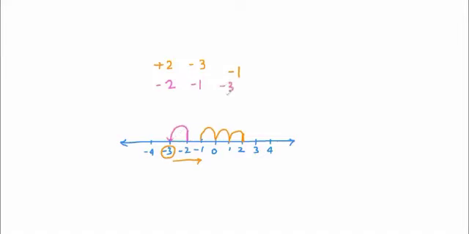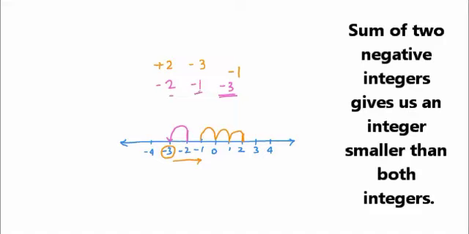Now you know that -3 is smaller than -2 as well as smaller than -1. So the answer for our third one is that if we want to get an integer smaller than both integers after the sum, both the integers have to be negative integers. So then it's very easy. So what can we have? -3, -4, -5, -11. So we take any two negative integers. Their sum is going to be always smaller than both the integers.